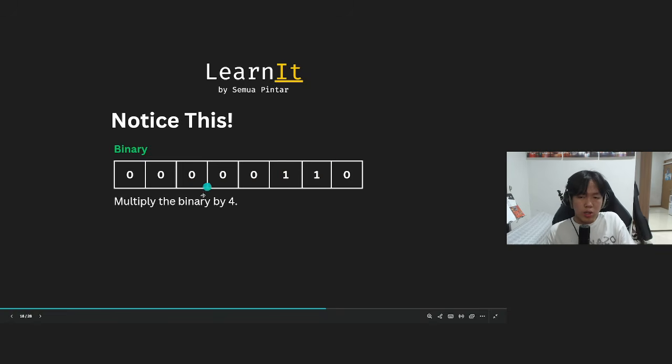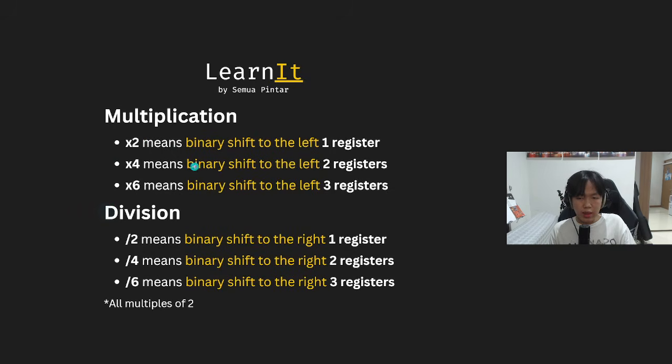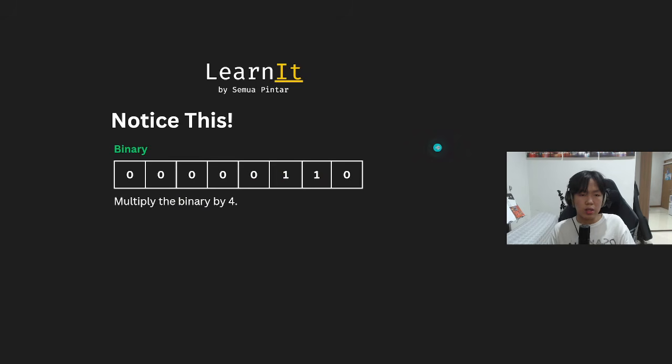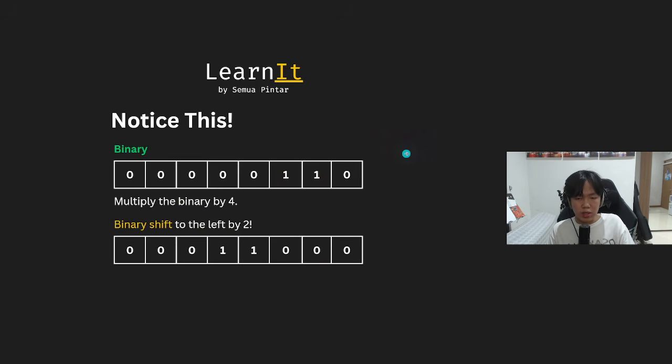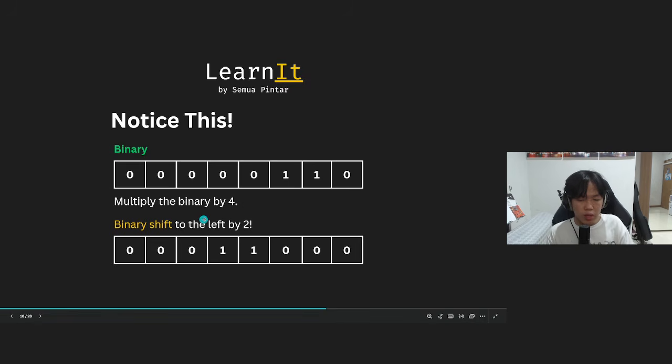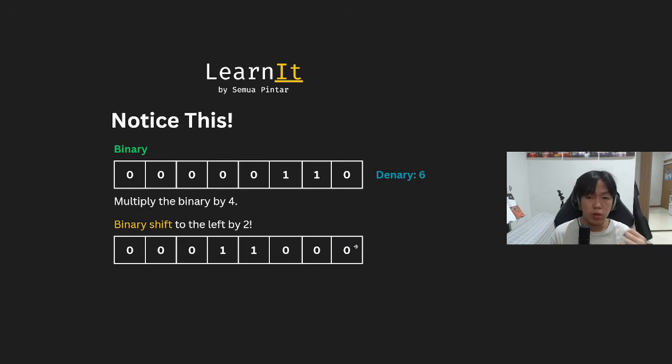So let's try this. Let's try to multiply the binary by 4. If you want to multiply this binary by 4, we have to follow the rule that if it's multiplied by 4, then it shifts to the left by 2 registers. So now let's shift it to the left by 2 registers. If you shift to the left by 2, it will become like this, right? If you do the process before, you should get this. Okay? And this is what I want you guys to notice.